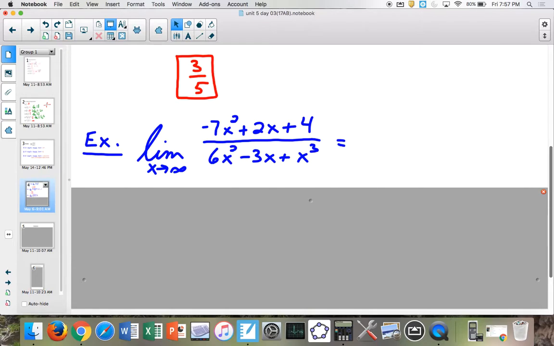How about this example? If you're in a hurry, you might think negative 7 over 6, but with a little closer inspection, you'll notice I'm trying to trick you here, and the degree in the denominator is higher than the numerator, so that limit should equal 0.